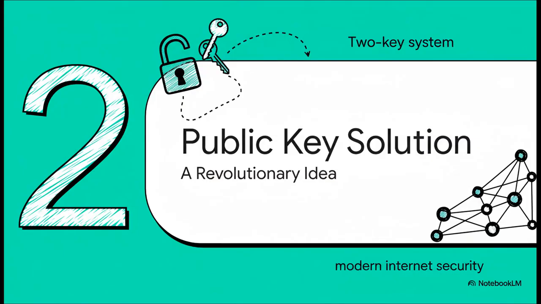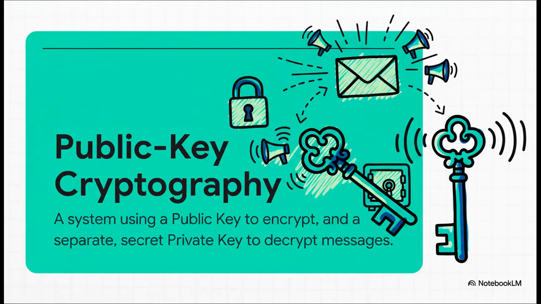And the solution was to stop thinking about a single key. Instead, what if you had a system with two keys? This was the birth of public key cryptography, also called asymmetric cryptography, and honestly, it is the foundation of almost all modern internet security. So here's how this totally solves our problem.